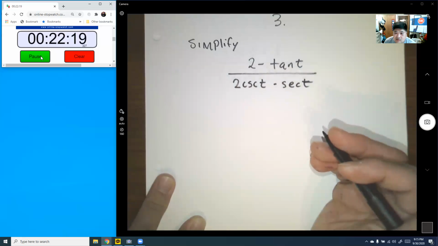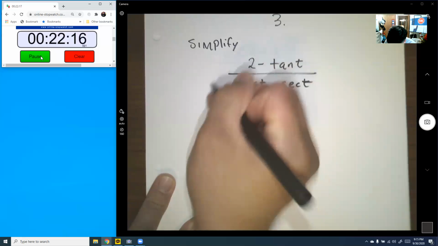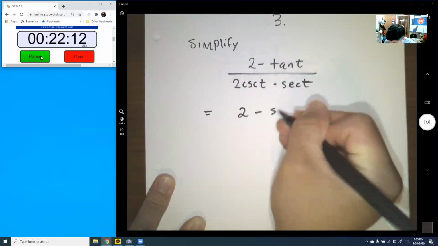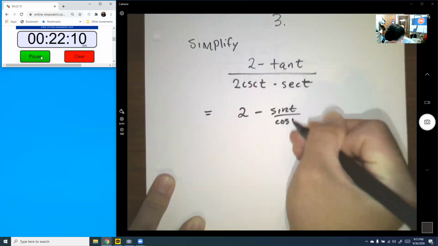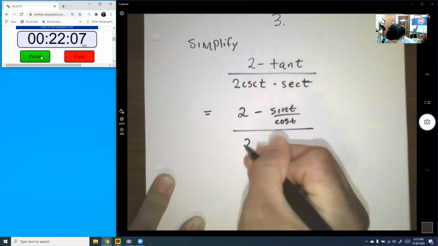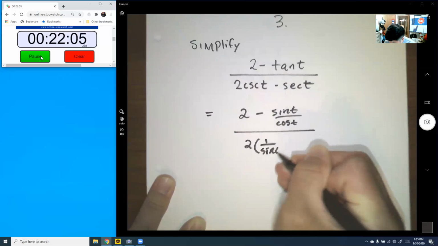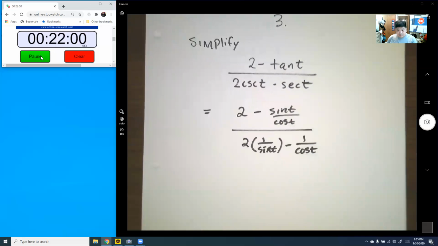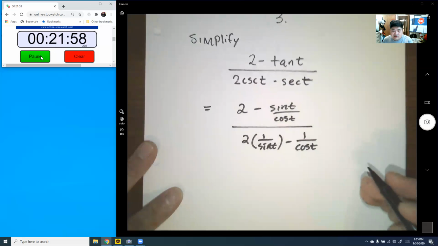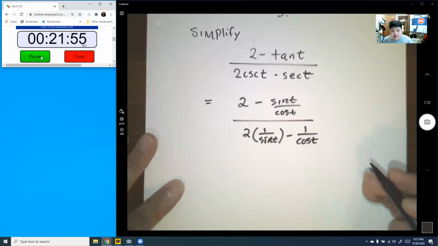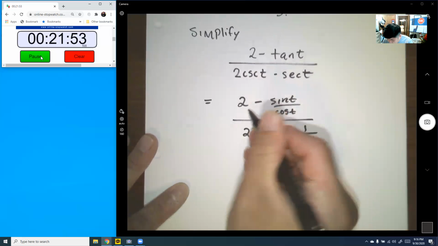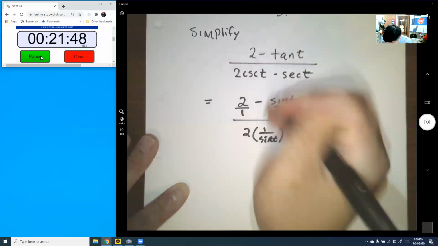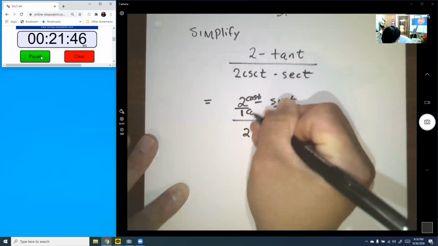Well, this one is a little bit trickier, but let's just rewrite in terms of sine and cosine. So tangent t is sine of t over cosine of t, cosecant of t is 1 over sine of t, and secant of t is 1 over cosine of t. Now let's find the common denominator in the numerator here. So I'll write this as 2 over 1 and multiply by cosine of t over cosine of t.